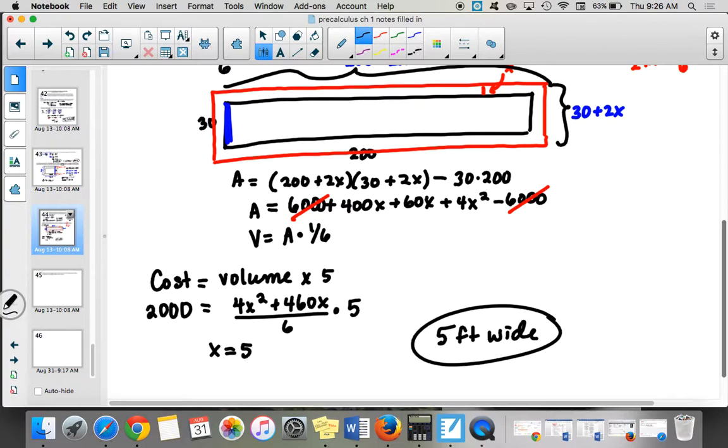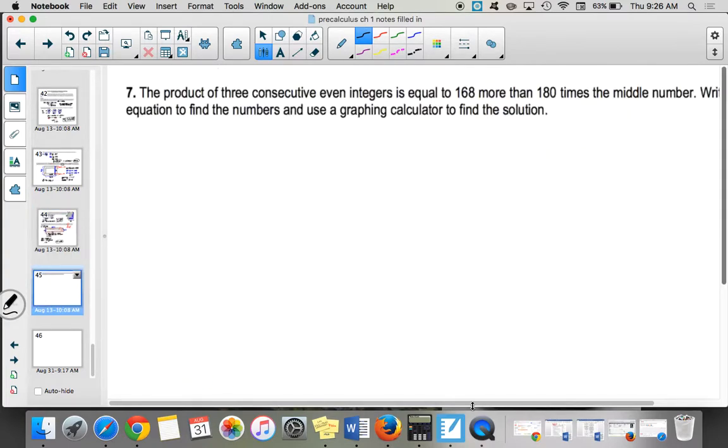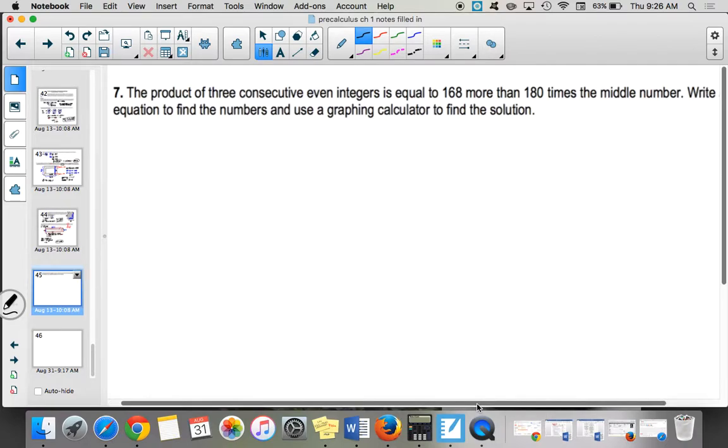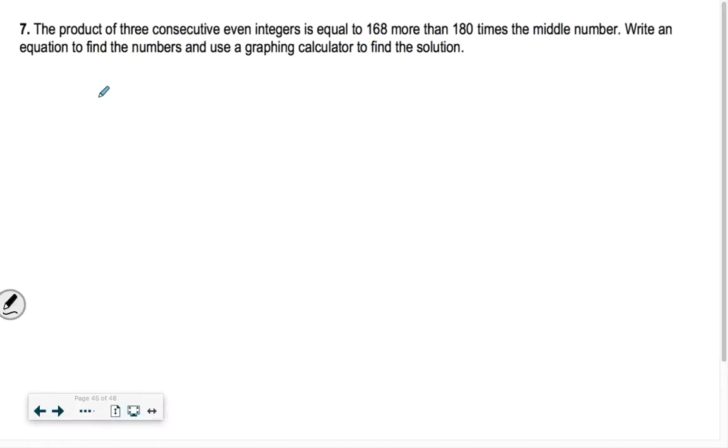Are we feeling better with our calculators? Okay. All right, so the next one. So the product of 3 consecutive even integers. So consecutive even integers, we did this last year. So if x is my first one, my first even integer, I had to skip over the next number to get to the next even integer. So what do I write? X plus 2. And then the last one is x plus 4.